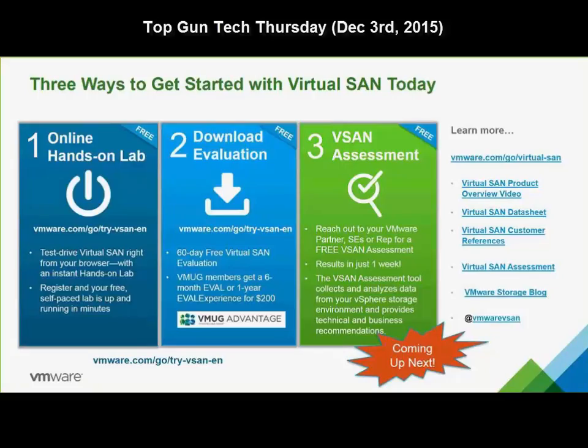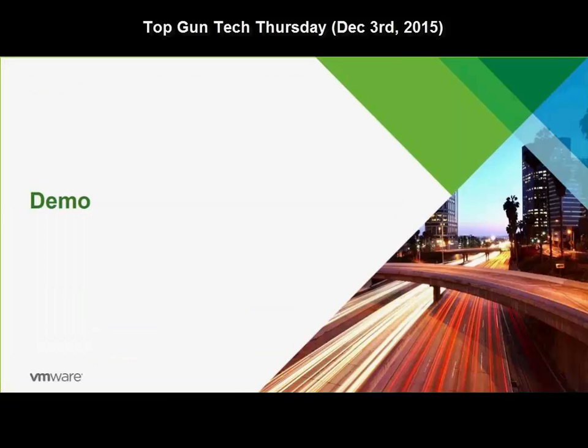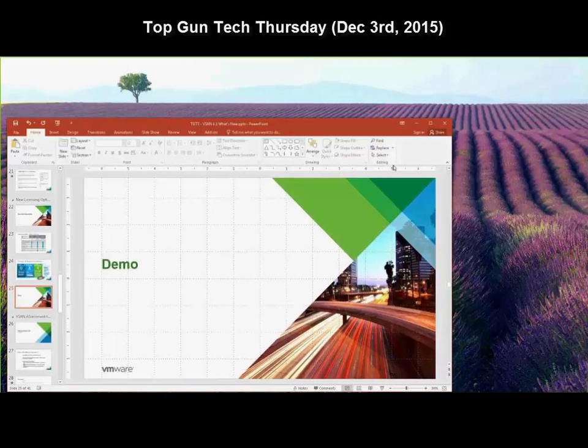So real quick here, just some resources for you. If you're not familiar with the hands-on lab, there's the link to vmware.com/go/vsan-en. It'll walk you through step-by-step, basically configuring using vSAN. We also can download, obviously, a free 60-day trial. VMUG members get a 6-month eval, and you can also pay $200 to get a 1-year eval. Then we have the new VCN assessment, but I'm not going to talk about that because that's what Tom's going to talk about. Then real quick, let me just switch over here.